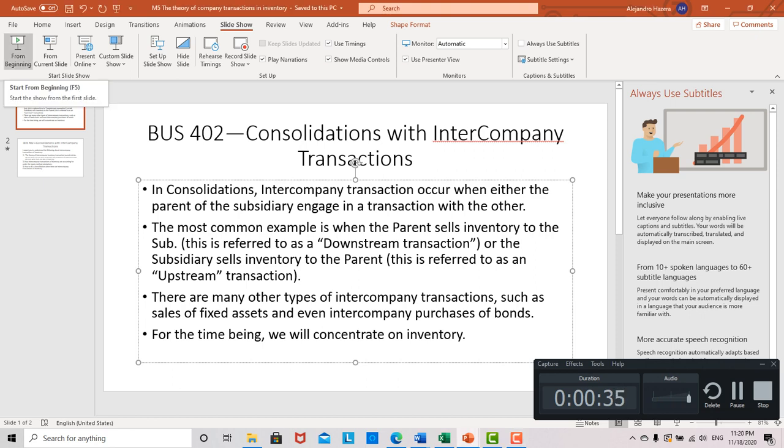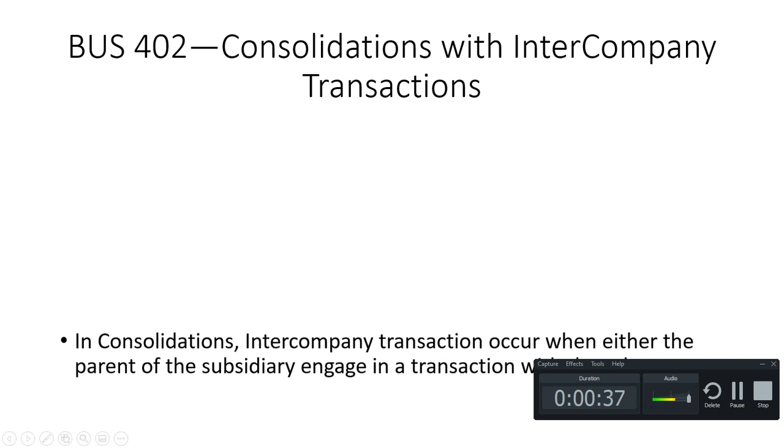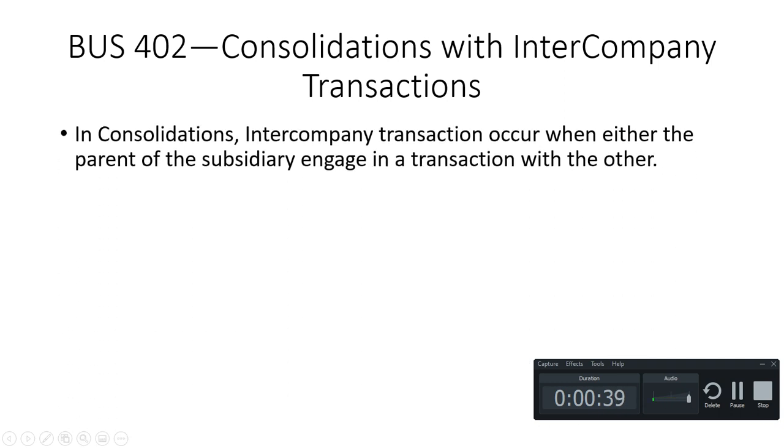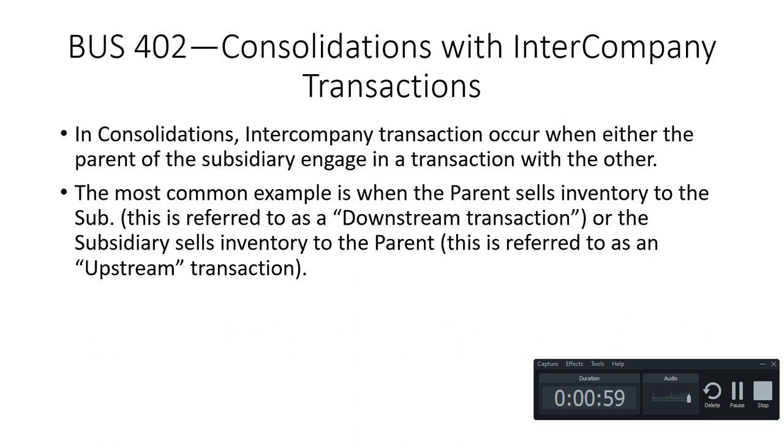Okay, so a quick slideshow here. What's an intercompany transaction? In consolidations, intercompany transactions occur when either the parent or the sub engage in a transaction with one or the other. So whenever they deal with each other in any manner, you have an intercompany transaction. Got to correct some spelling there, but these are beta videos. The most common example is when the parent sells inventory to the sub.